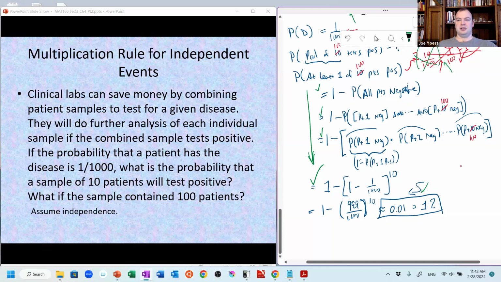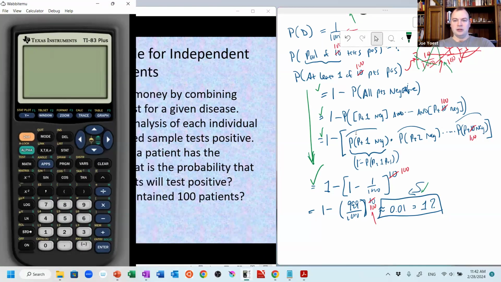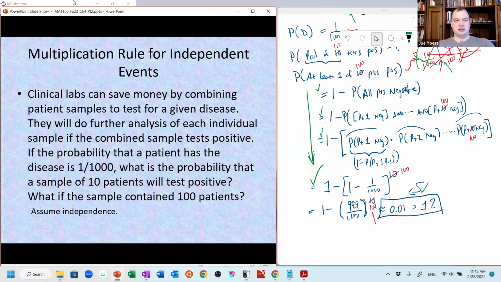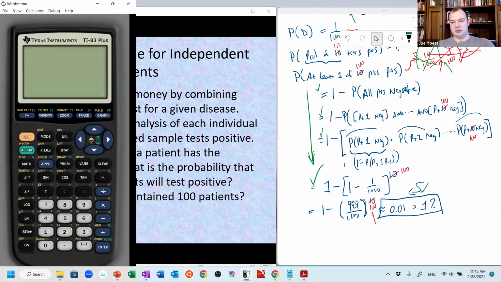But just to go through the numbers here, what if we tried to pool together 100 folks? That has the effect of changing this exponent to 100 from 10. We didn't change the probability that any individual person is positive or anything like that. None of the probability work here changed. We just changed the number of component events that we're ANDing together.